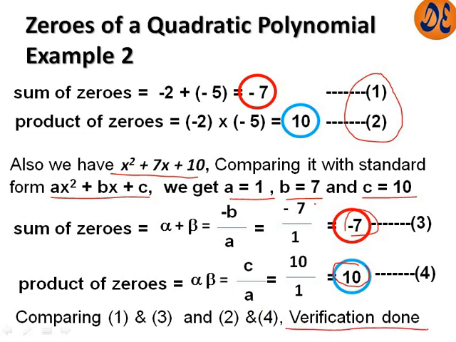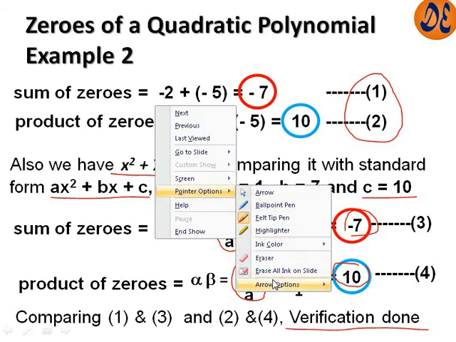So after seeing these two examples, we can say that whether we know the zeros of the polynomial or we don't know the zeros of the polynomial, we can find the relationship by this particular formula for quadratic equations. So it holds for quadratic polynomials only, and not for any other type of polynomials.